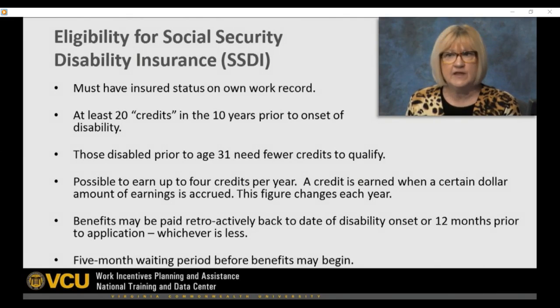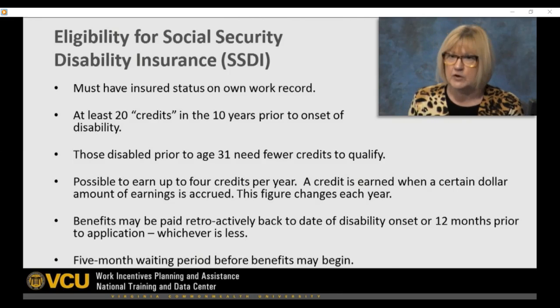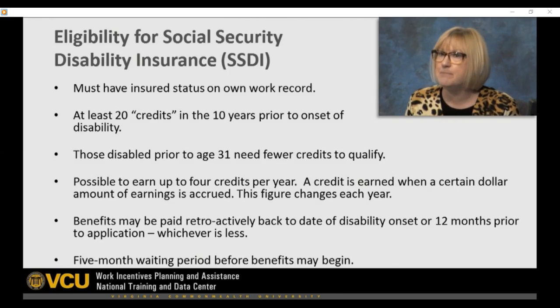Now, an interesting thing about the SSDI program is that if you become disabled as a younger person, like under the age of 31, you don't need as many credits to qualify.